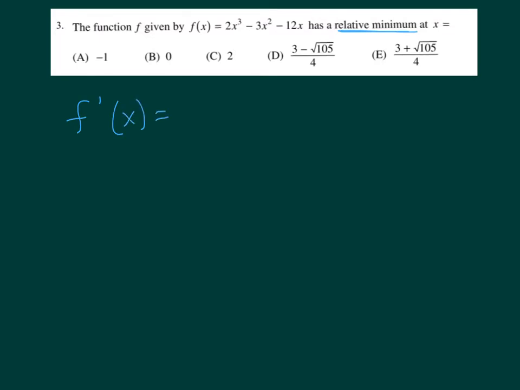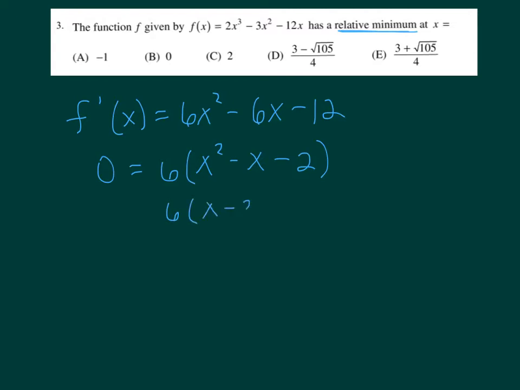So for a relative minimum, I'm going to take the first derivative, 6x squared minus 6x minus 12, and I'm going to first look for the critical values. For any kind of minimum or maximum, I need the critical values. So 0 is equal to, I'm going to go ahead and factor out a 6. It'd be x squared minus x minus 2. And so that would factor into x minus 2, x plus 1. So x equals 2 and x equals negative 1 are my critical values.